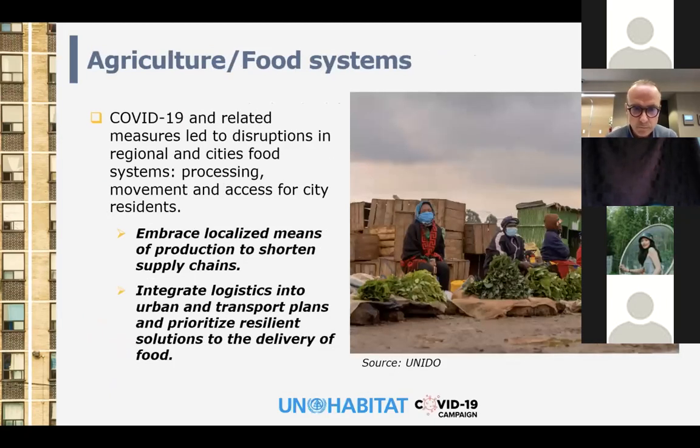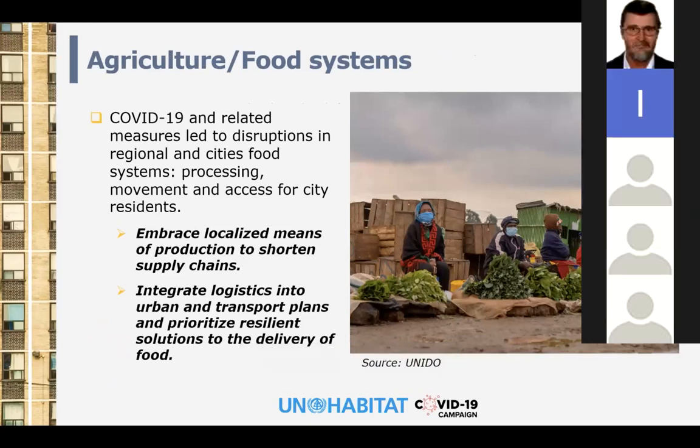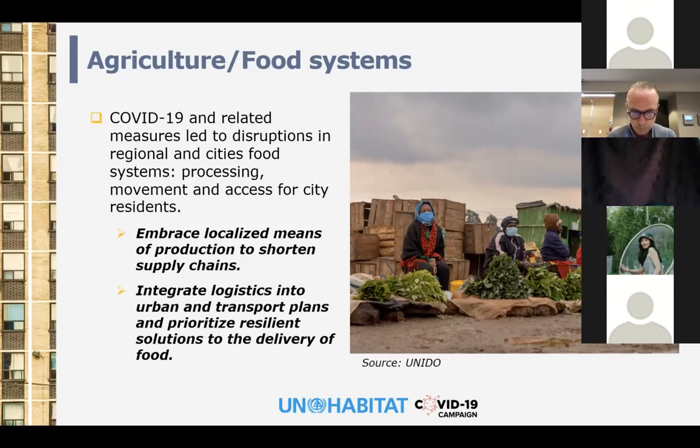Agriculture and food systems also faced challenges during the COVID-19 pandemic and the lockdown measures that led to disruptions in the regional and cities' food systems, including processing, movement, and supply. Embracing localized means of production will shorten supply chains. Integrating logistics into urban transport plans and prioritizing resilient solutions to the delivery of food will help bridge this gap.